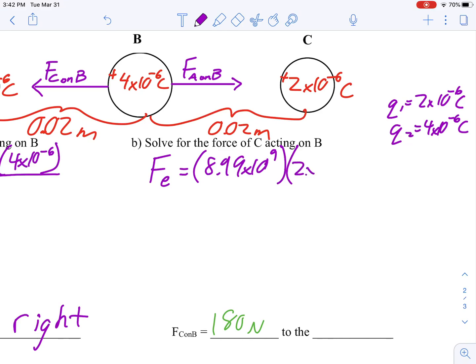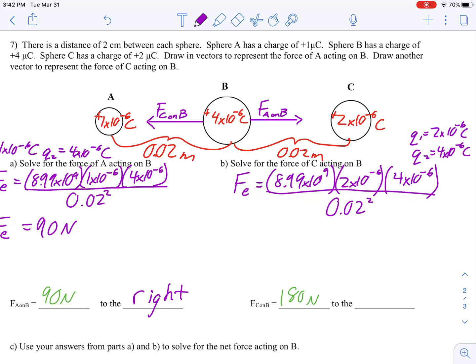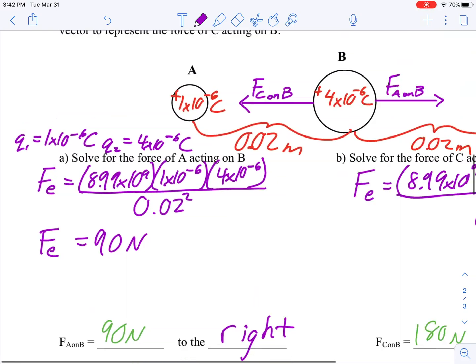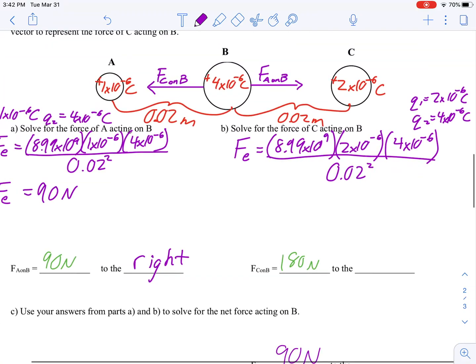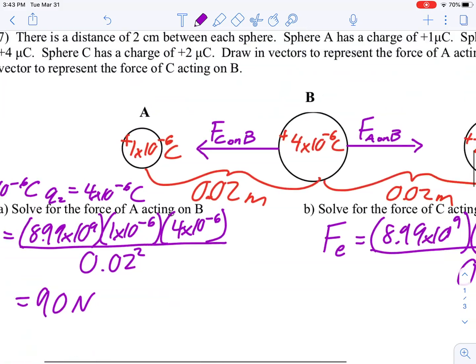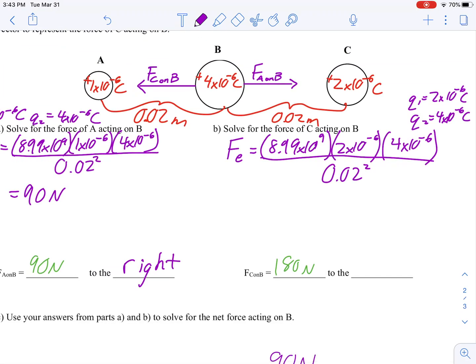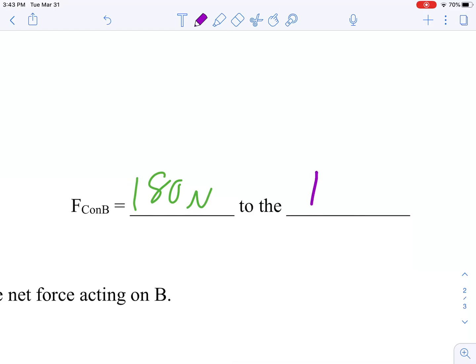All right, so we have 2 times 10 to the negative 6th, and 4 times 10 to the negative 6th, all over the distance, which is also 0.02 meters. Throwing that in your calculator, you should get 180 newtons. You could tell it's going to be twice as big because the only difference between this one and the last one is that one of the charges was doubled, right? Instead of being 1 times 10 to the negative 6th, I'm making this one 2 times 10 to the negative 6th. If I double one charge, I double the force. And that force is pointing to the left.